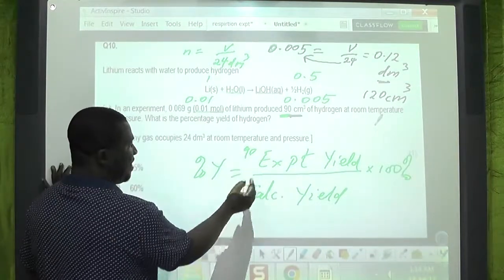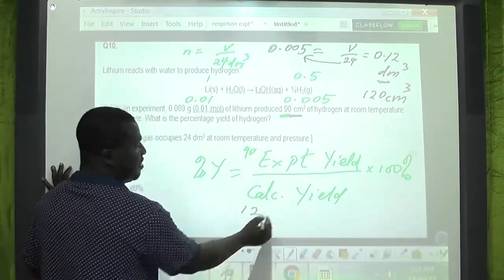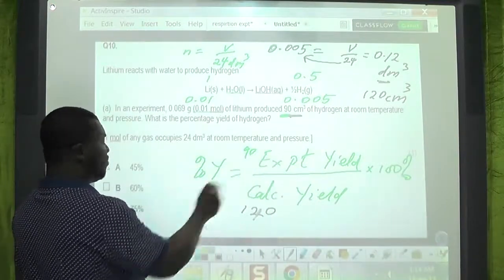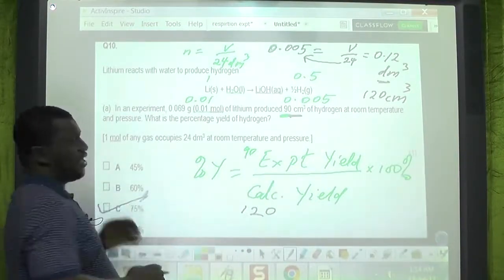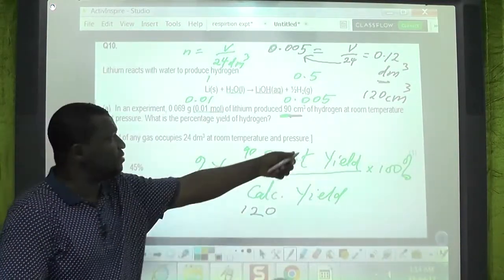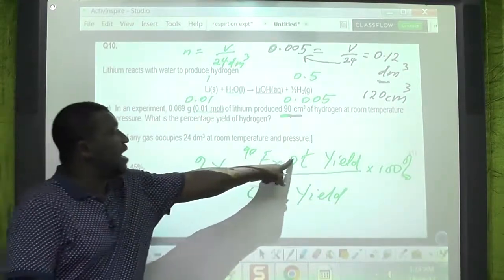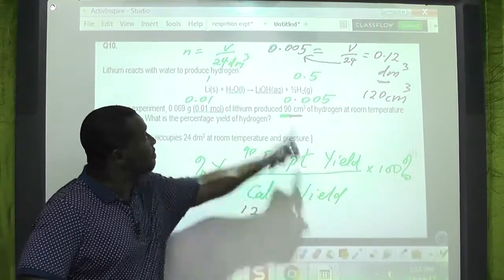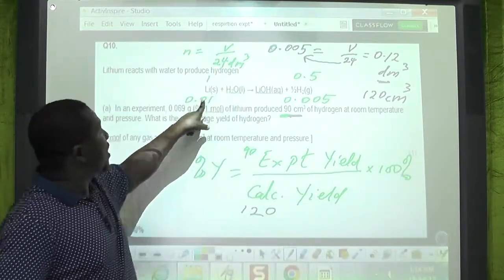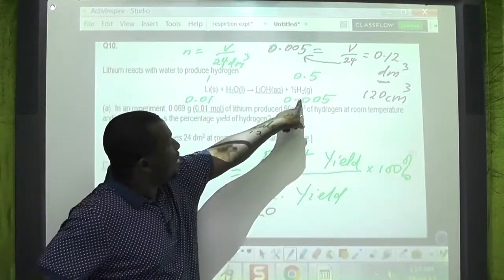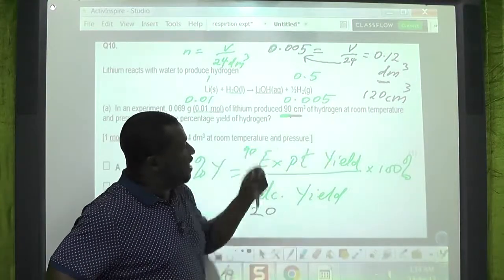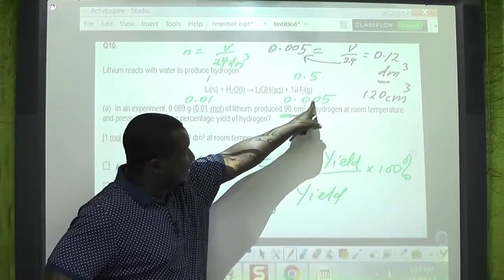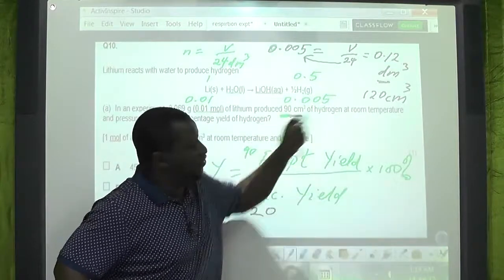So we now have here 90 divided by 120. 90 divided by 120, of course, times 100 is 75%. Nobody needs to tell us that. The 90 is what we got, and the 120 is what we're expecting from that calculation, because we have 0.01 of these. We're expecting to get this, but we didn't get it. We calculated it to be this in cm cube.